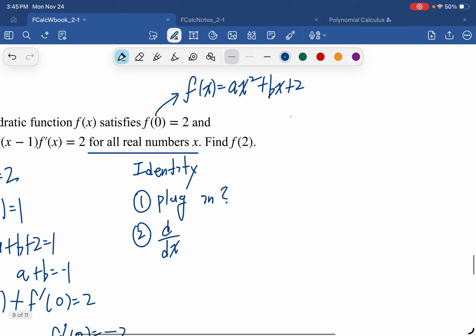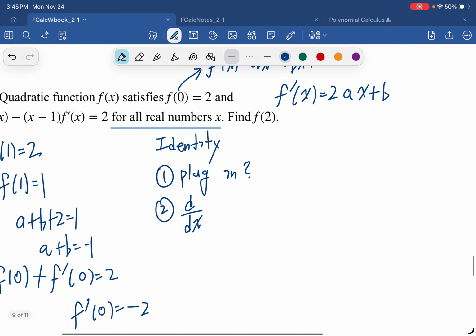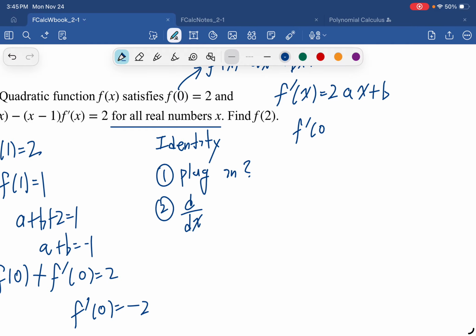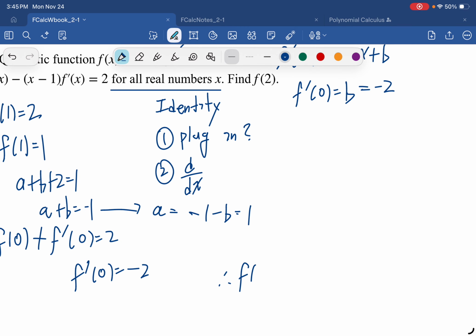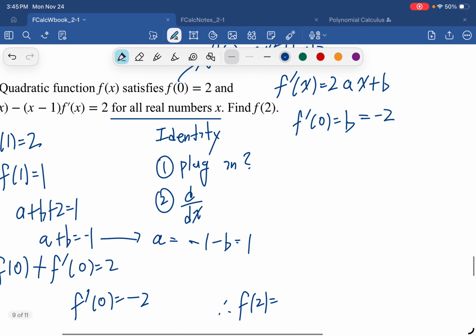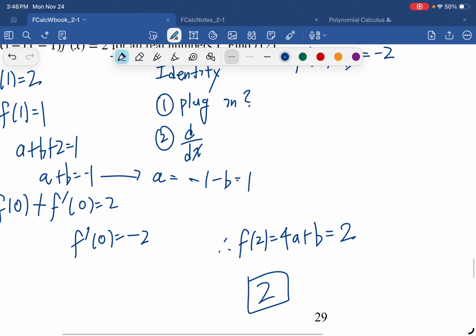And at this point, we can take the derivative of f, which is f prime of x equals 2ax plus b. And that gives us f prime of 0 equals b equals negative 2. All right, so now we got b equals negative 2. So from this equation, we can get a equals negative 1 minus b, which equals 1. All right, so therefore our f of 2, which is the final thing that we're supposed to find, equals 4a plus b, which is 4 minus 2 equals 2. All right, so that would be our final answer.